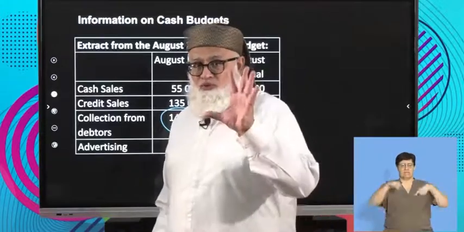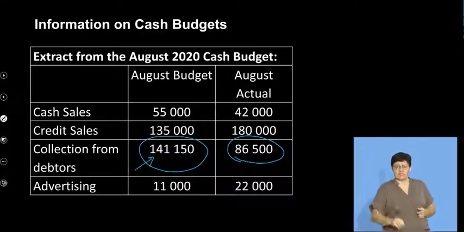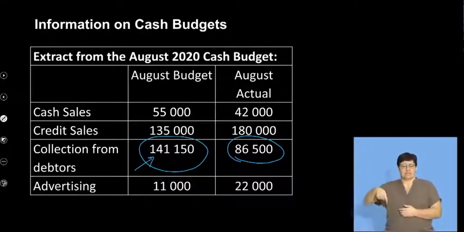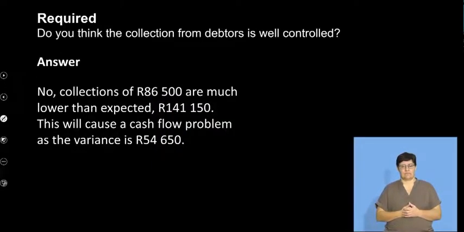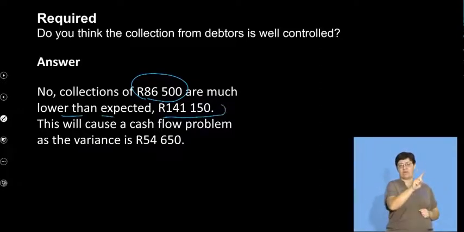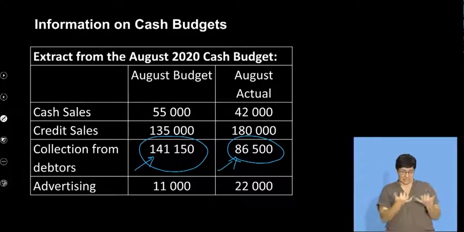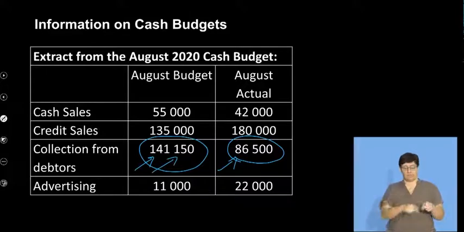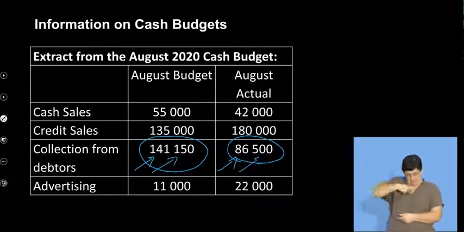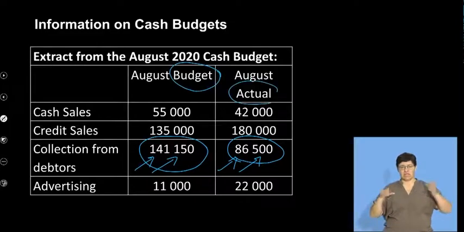Why? We budgeted to receive 141,150, but we only received 86,500. The collections of 86,500 are much lower than the expected 141,150. Again, look at what we're saying here. There's your budgeted figure, 141,150. There's your 86,500, which is your actual. So this is your budgeted figure, and this is your actual figure.